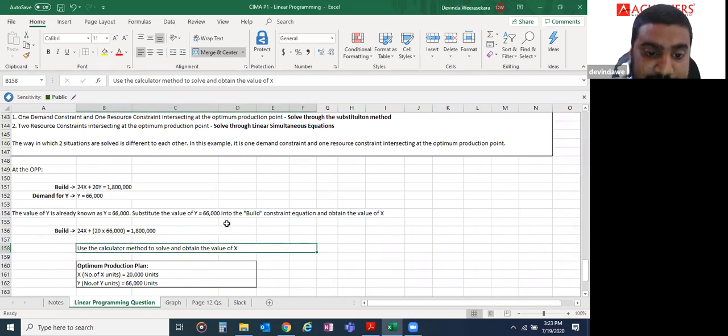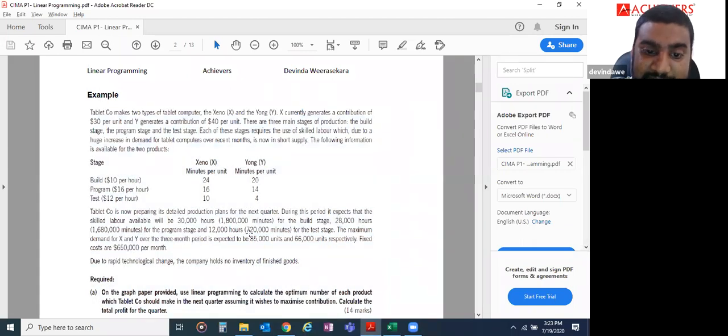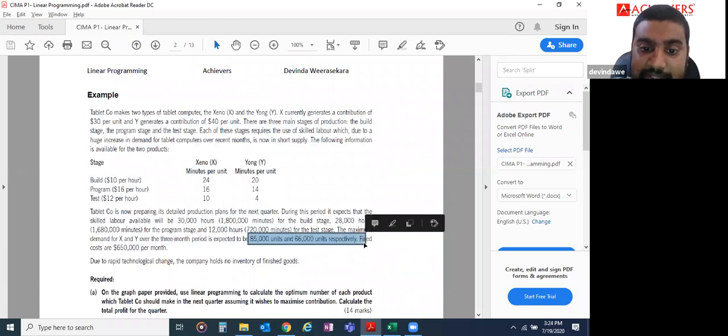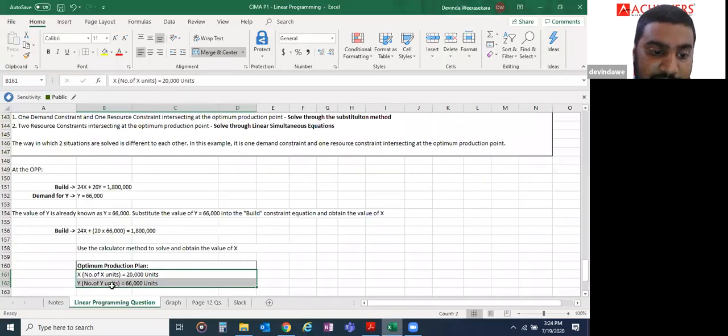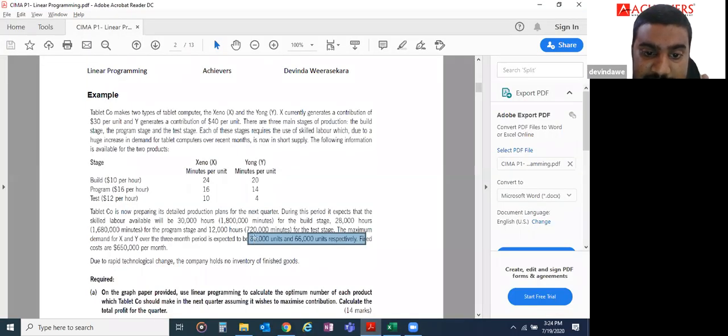When you do the slack calculation, you have to take the number of X units and Y units from the optimum production plan, not from what is given in this question. What is given in the question is the maximum demand. Maximum demand doesn't mean we are going to produce that number of units. You always have to take the optimum production plan. I have repeated this many times. The number given in the question is always the maximum demand, the maximum number of units you can sell.